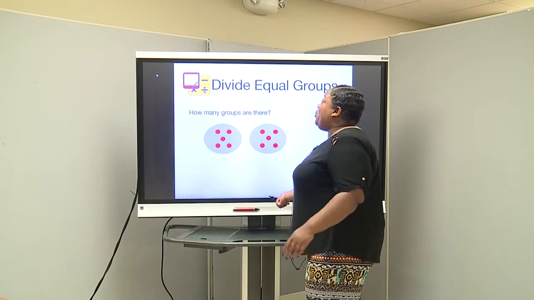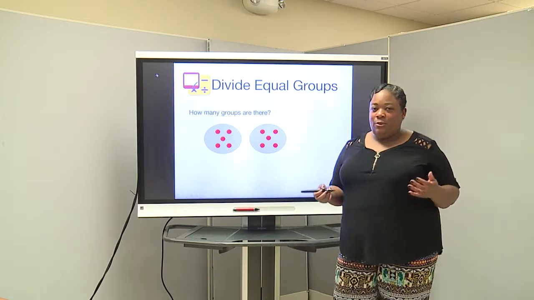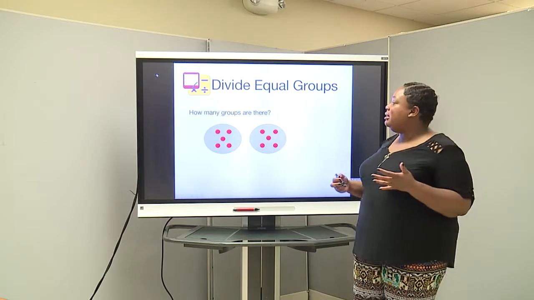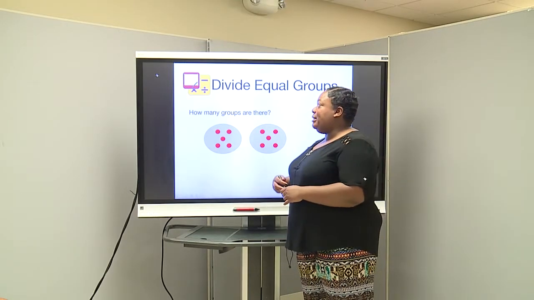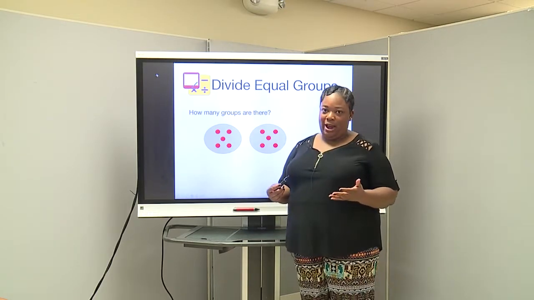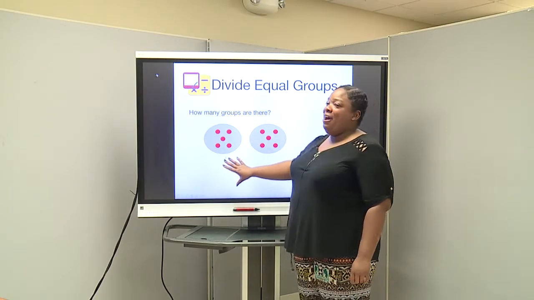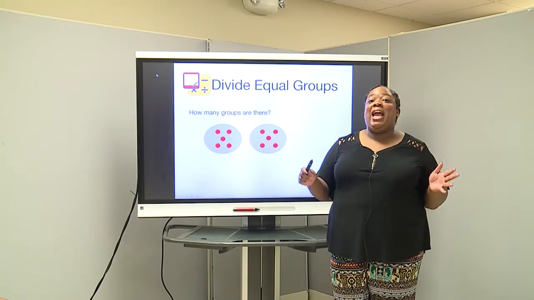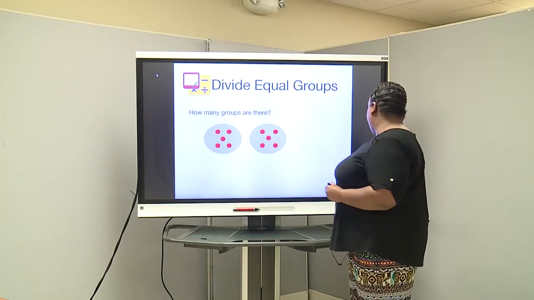All right, you guys, we're going to divide equal groups. So this is a review of what we did yesterday. We know this stuff by now. It's asking us how many groups there are. Remember, the groups are the large circles. So how many groups do we have when we look at this picture? That's correct. We have 2 groups.